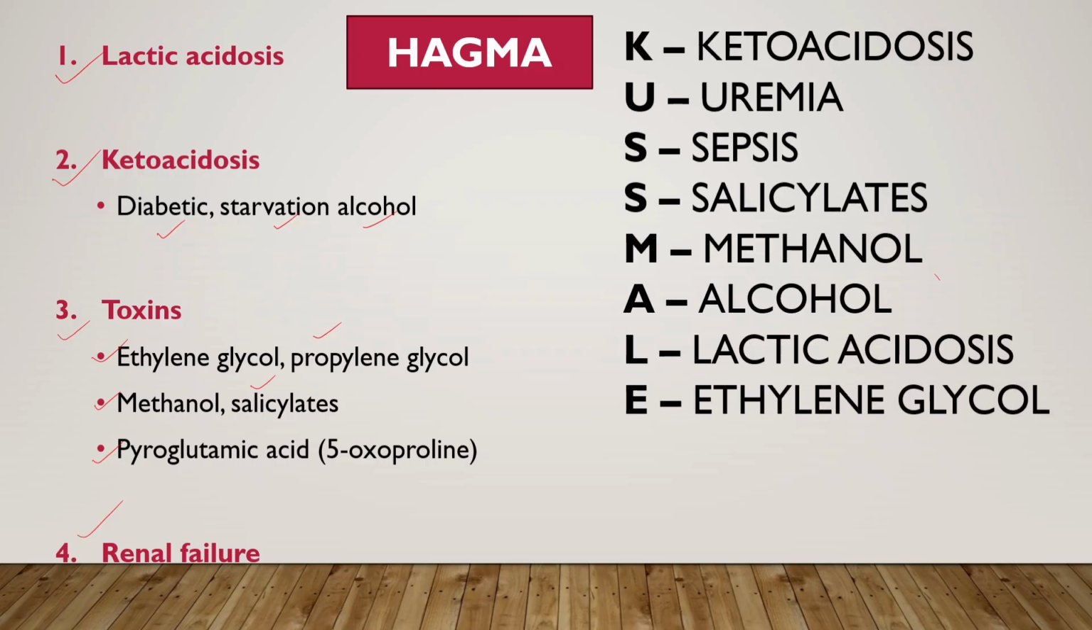We can remember the examples using the mnemonic KUSSMAUL. K for ketoacidosis, U for uremia, S for sepsis, S for salicylates, M for methanol, A for alcohol, L for lactic acidosis, E for ethylene glycol.